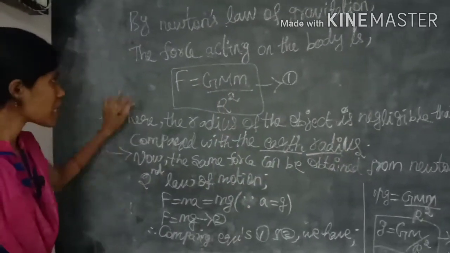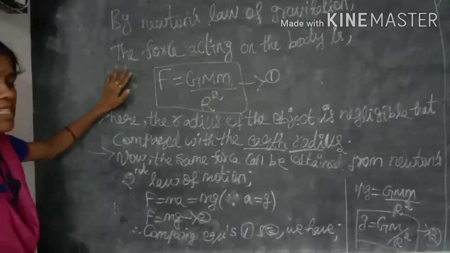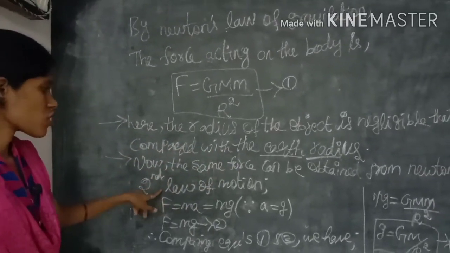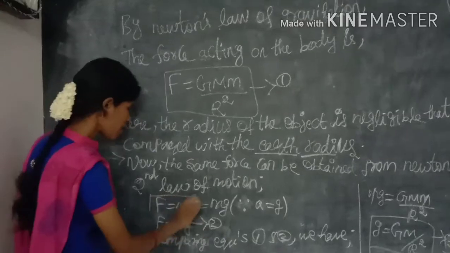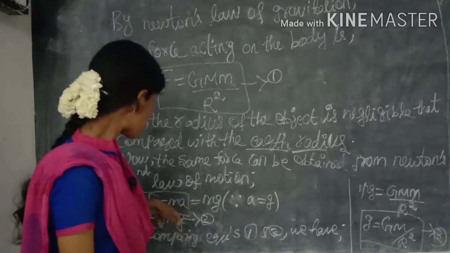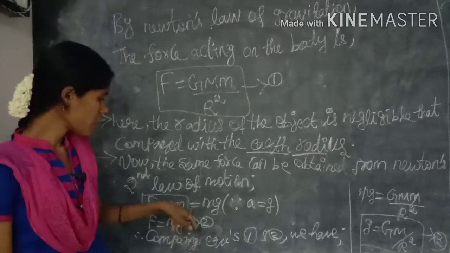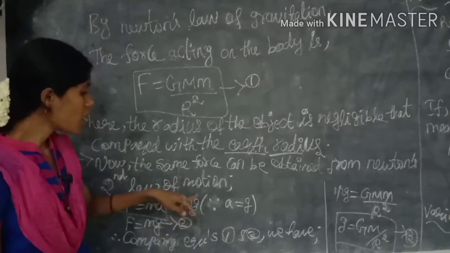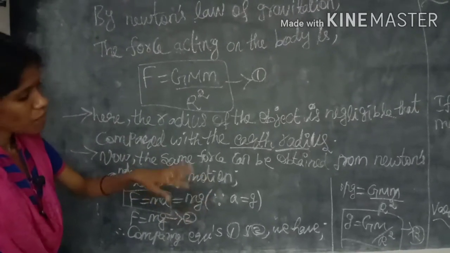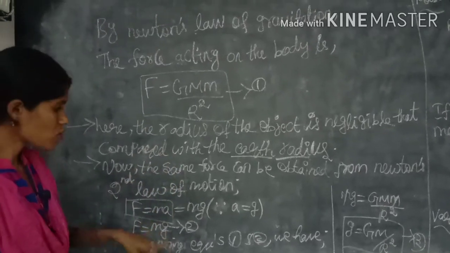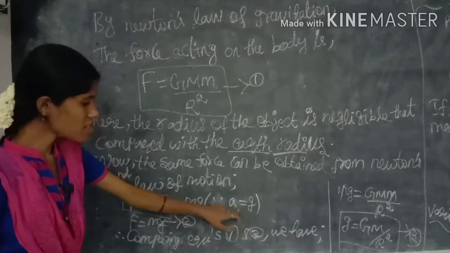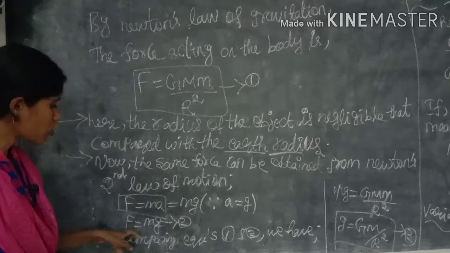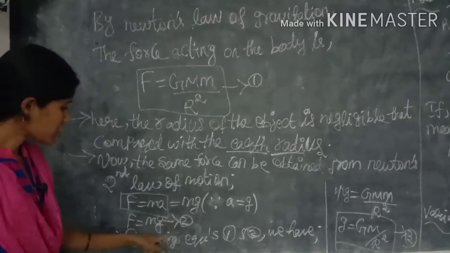Okay students, now the same force is calculated from Newton's second law of motion. Already we know that Newton's second law of motion is F is equal to m into a. Here m is the same, but the acceleration is not the normal acceleration. In the case of acceleration due to gravity, a is replaced by g. So we have Newton's second law of motion as F is equal to m into g. We have to consider this as the second equation.